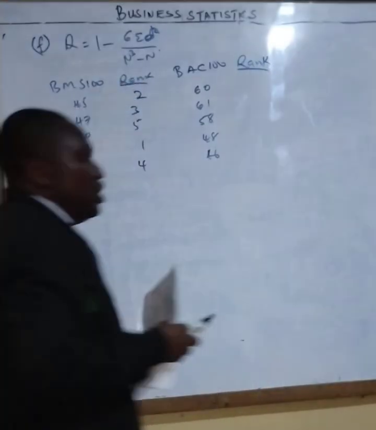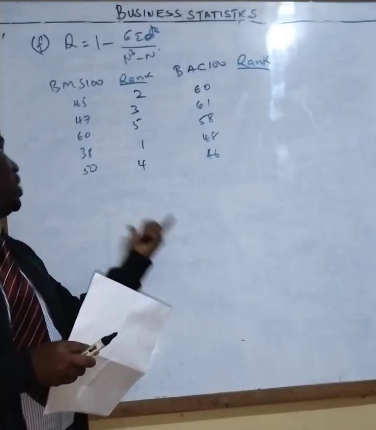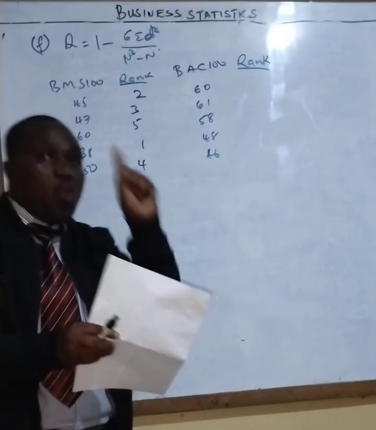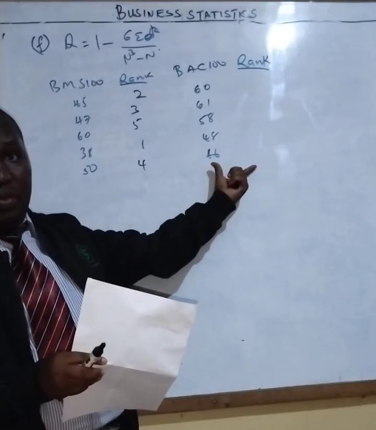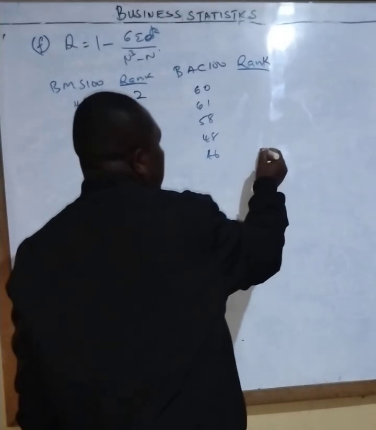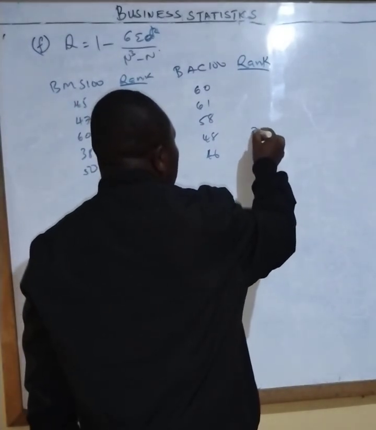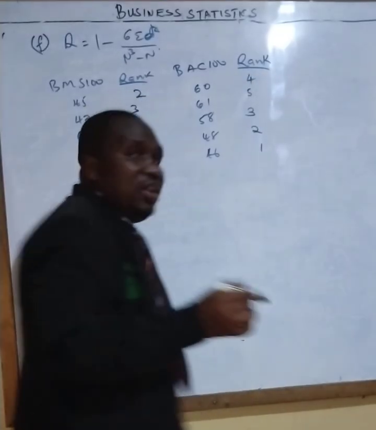Class, don't interchange the ranks. Once you have decided to say the smallest number represents rank 1, then it will apply to the other variable also. So the smallest value here is rank 1. This is rank 2. This is rank 3. This is rank 4. And this is rank 5. Then therefore we get the difference.